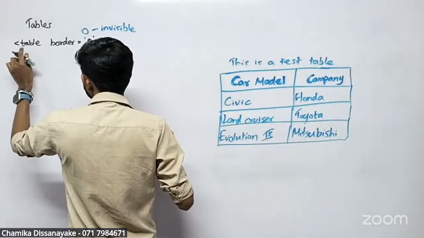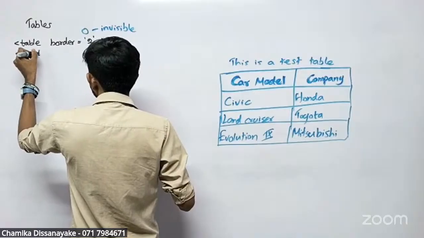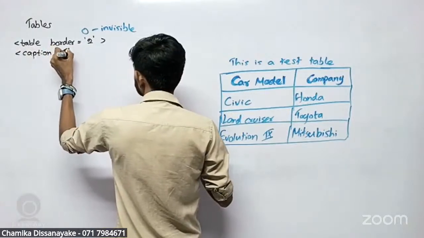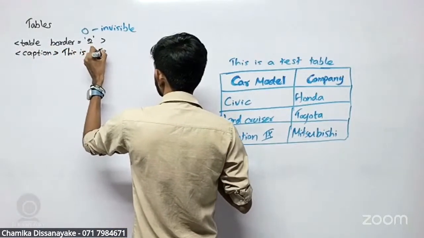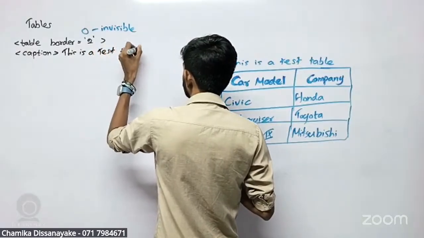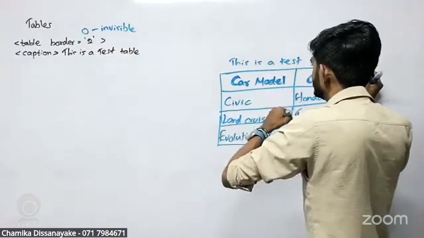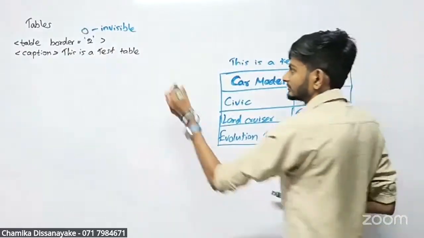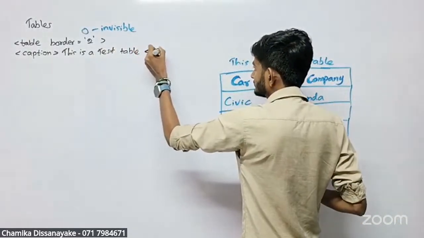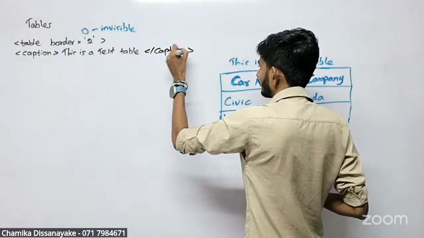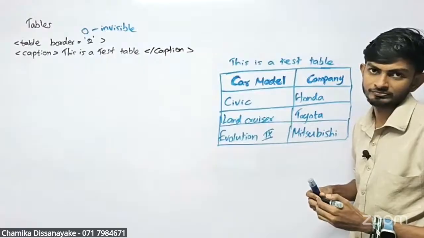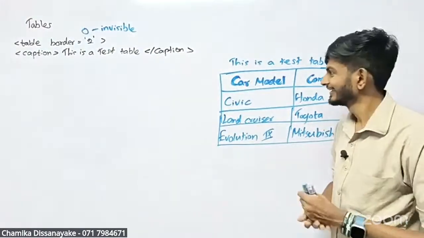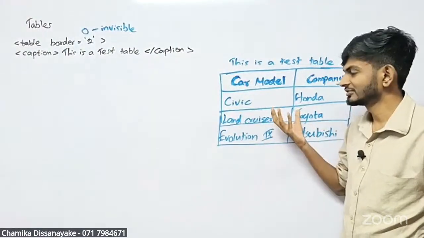Caption. This is a test table. So then the caption is finished. You can see here the caption is finished, and then the table starts. So I have to close the caption. The caption is closed. That is about the caption. Simple, right? So let's start to draw this table.